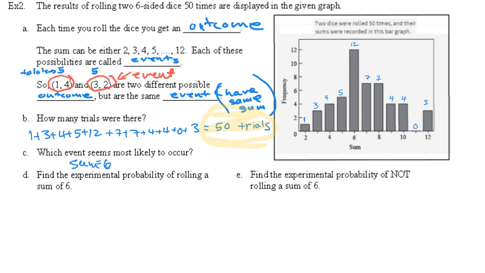Okay, now let's find the experimental probability of rolling a sum of 6. In order to write that, we're going to say P of the sum equaling 6 is equal to, well, it's 12 spots out of 50. And then we're going to reduce this into a fraction and then change it to a decimal or a percent. All three are perfectly acceptable for the experimental probability.